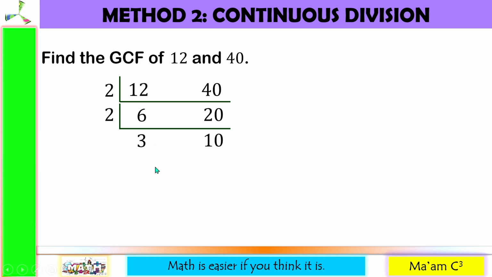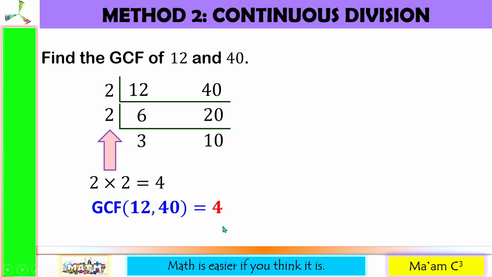Since there is no number that can divide both 3 and 10, therefore I'm done. So where is my GCF? Here now is my GCF. Two sets of 2. That is 2 times 2 and it's equal to 4. Therefore, the GCF of 12 and 40 is equal to 4. Same answer as before. Let's have another one.